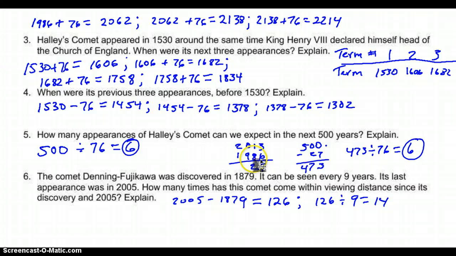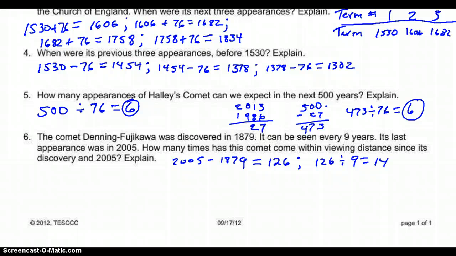Now, what about something that we decided to look at in one of the periods today in class, where we took 2013, which is our particular year, and the last time it was here was 1986. So we subtract those 27 years from 500, and we get 473 more years. Divide that by 76, and lo and behold, we still get 6. So I'm convinced that it will show up 6 more times within the next 500 years.